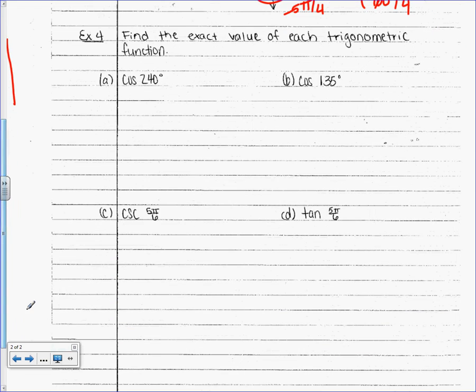Find the exact value of each trig function. When they say exact, it basically means don't use a calculator. If you get the square root of 2, leave it the square root of 2. We need to find the cosine of 240. What quadrant is 240 in? The third, right? I'm going to draw my bow tie. What is my reference angle, or how am I going to find it? Theta minus 180. So what's 240 minus 180 without a calculator?